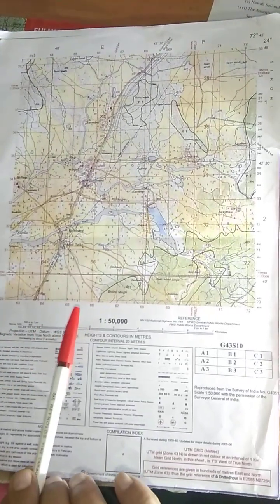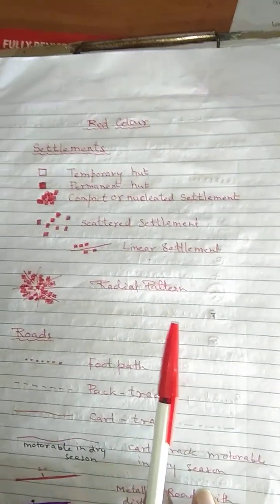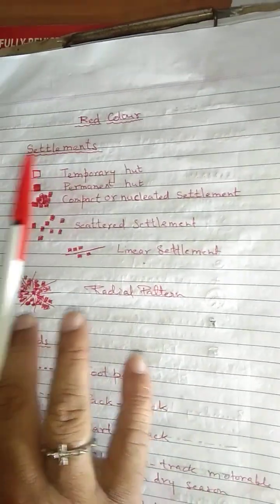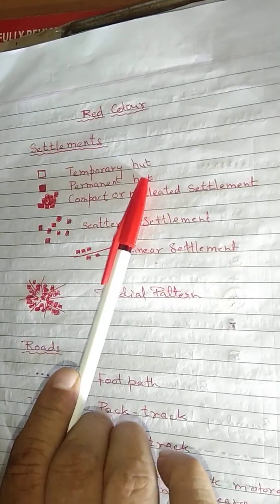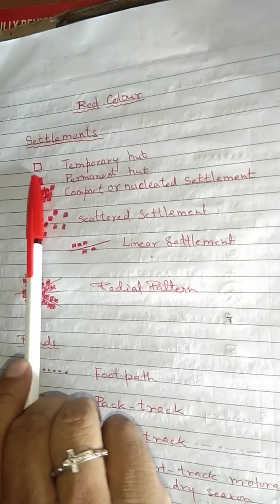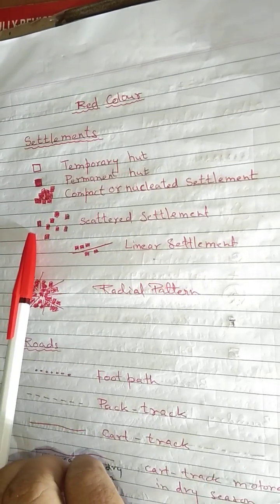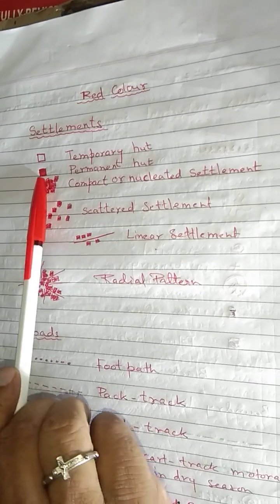So now the colors are very important in a topo sheet. I have made some diagrams for you all of the signs and symbols. We'll start with the red color, settlements in the red color. We have a temporary hut. The temporary hut is represented by an outlined square, a small box outline. Then permanent hut. Permanent is completely colored, a red box.